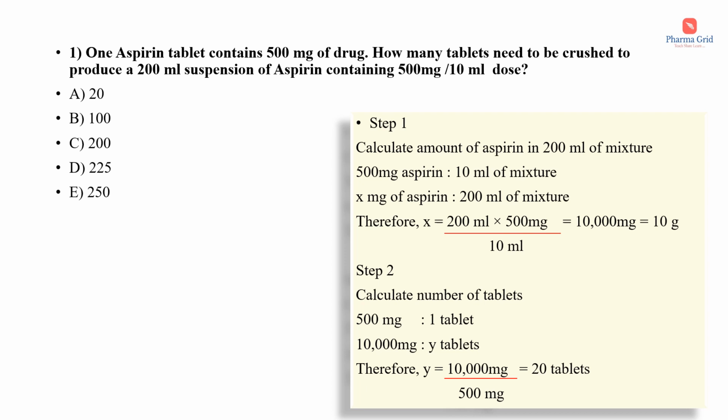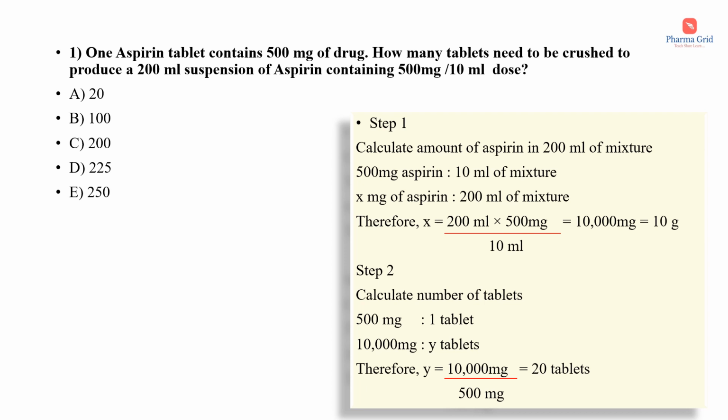Okay, x milligram. So in order to find out the x, simple cross multiplying. Therefore x is equal to 200 ml into 500 milligram divided by 10 ml. That is equal to 10,000 milligram. 10,000 milligram means 10 gram. How to convert milligram to gram? Divide by 1000.